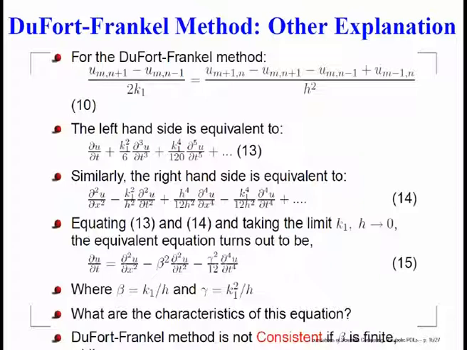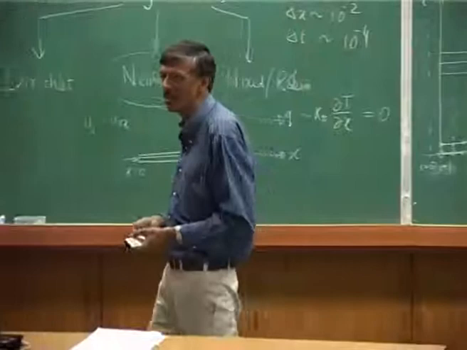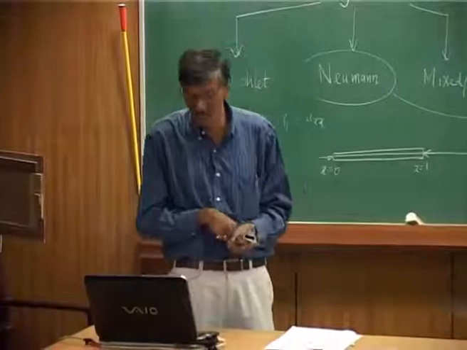Anytime you have a second derivative in time related to a second derivative in x, you end up with what you have seen, D'Alembert's wave equation. You do not need to believe me, you just plug in the trial solution u equal to some e to the power i(kx minus omega t) and convince yourself that you are getting a real dispersion relation. That would imply it is a hyperbolic equation. So, we concluded that the Dufort-Frankel method is not consistent if beta is finite, even though k1 and h may go to 0, right? So I stop here.